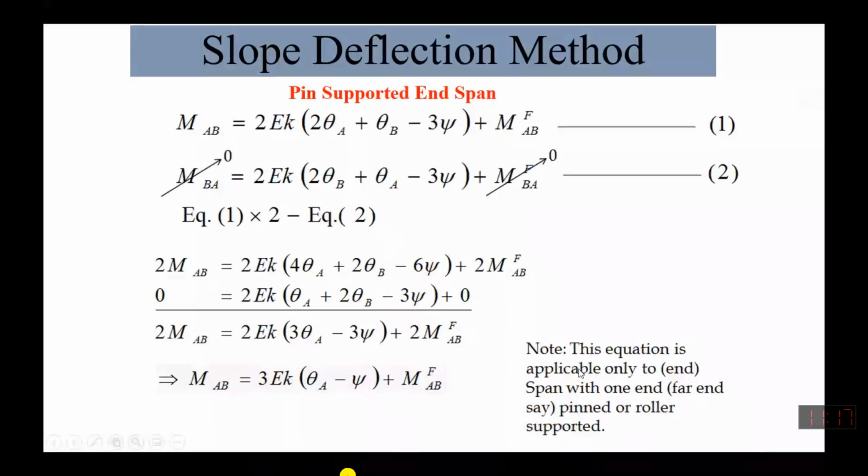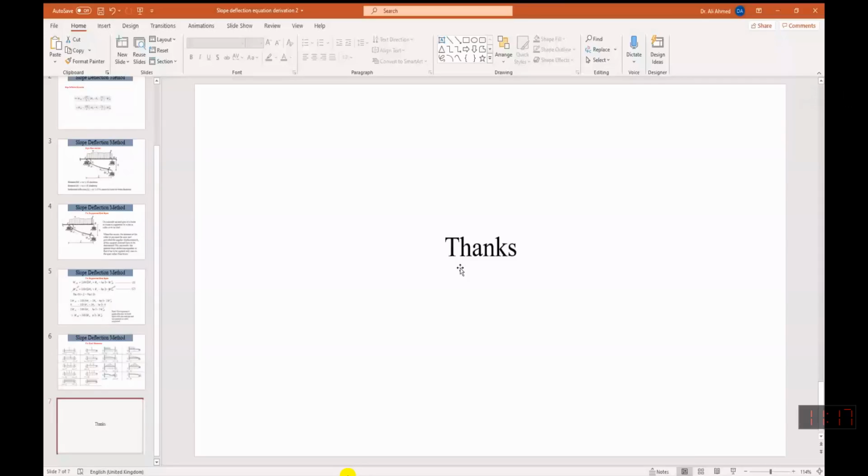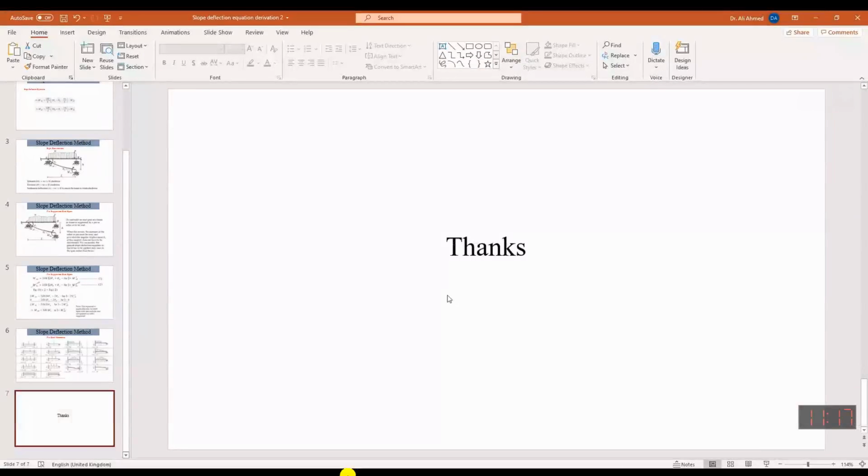Now we need to remember that whenever we have far end hinge or pin, this will be our slope deflection equation we are going to apply. Now I'll go back to our example 1 for slope deflection method. This is our first example we are going to solve.